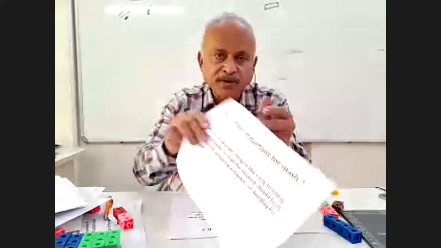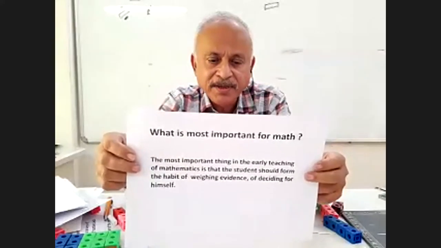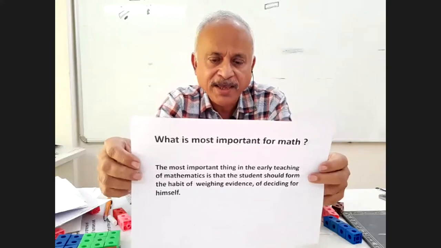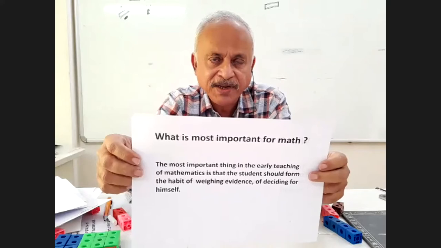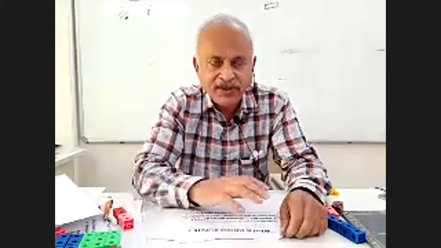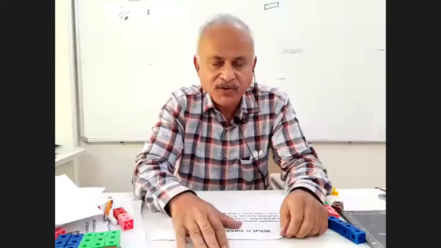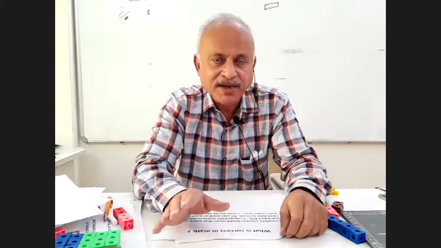The most important thing in the early teaching of mathematics is that the student should form the habit of weighing evidence, of deciding for himself or herself. And finally, he says, what is success in mathematics? This is a definition that applies to the entire spectrum, from the novice to the professional. It applies to the students in school. It applies to geniuses like Ramanujan.